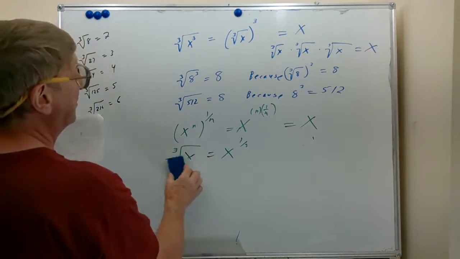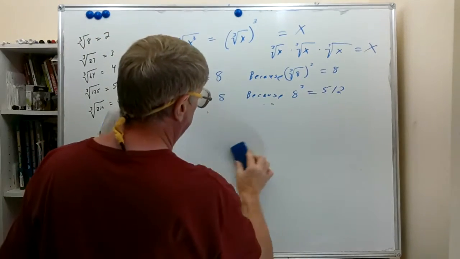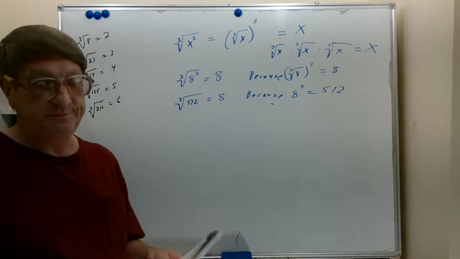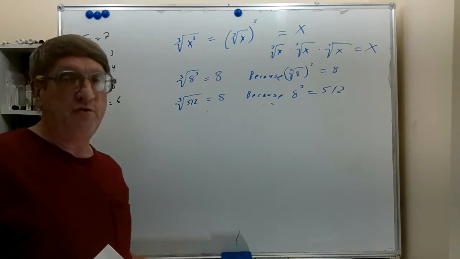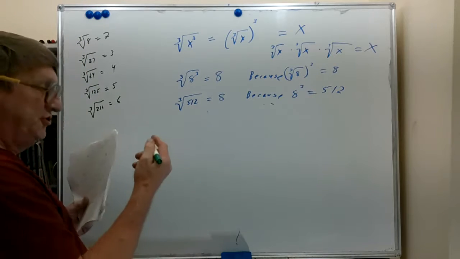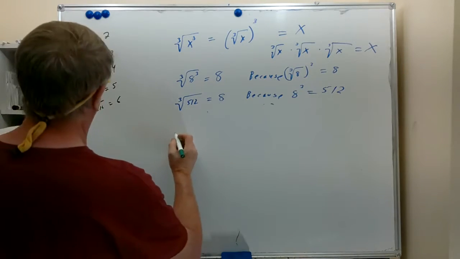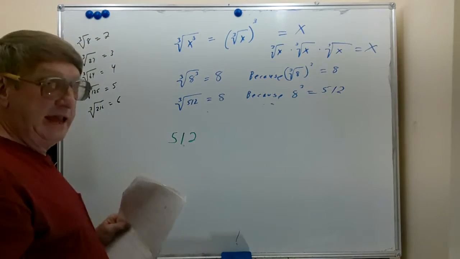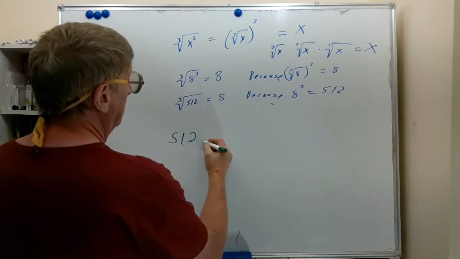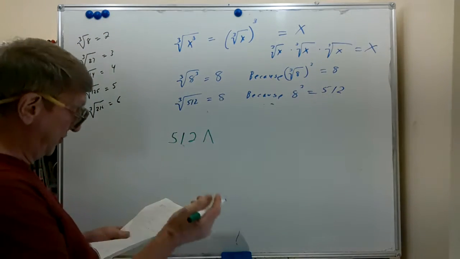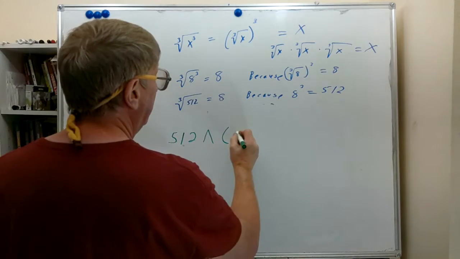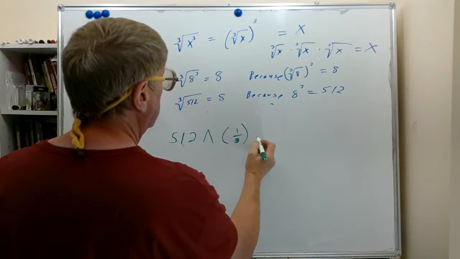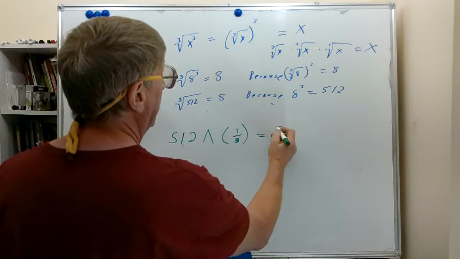And this leads us to a way to do roots other than the ones you have. Depending on your calculator, you may or may not have a way to do a cube root or a fourth root. But if you want to find the cube root of a number, say 512, a lot of calculators have an exponent key, which often looks like a little up arrow. You put in parentheses 1 over 3, and that would give you the 8 that we got here.